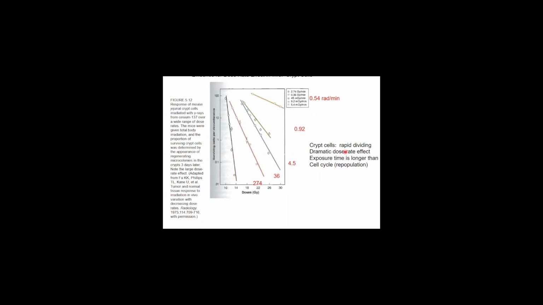Here are the jejunal crypt cells that were done for very rapidly dividing cells. Here is the high dose rate, the low dose rate. Look at this difference in survival, very dramatic. So this occurs not just in vitro, but in vivo. But there is an exception.